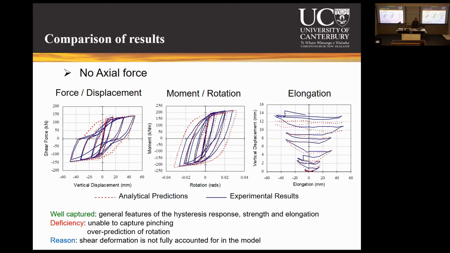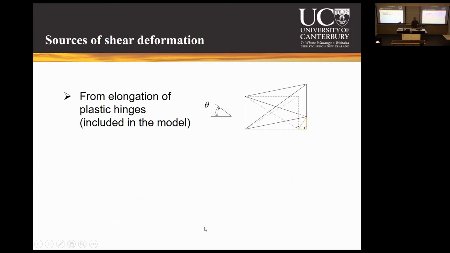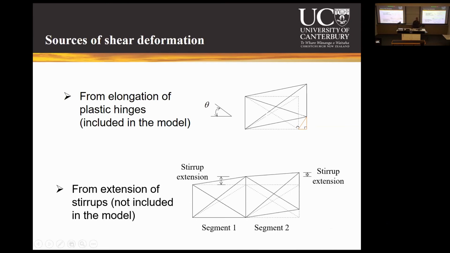And we dug deeper and found that the reason was that in the model, the shear deformation is not fully accounted for. When we look at the shear deformation, we can break it down into two sources. The first source is when your beam or plastic hinge elongates and is at the same time subjected to transverse displacement; then shear deformation must happen, right? So that shear deformation is compatible with the elongating plastic hinge element, which is included in the model. But there is a second mechanism, which is the extension of stirrups.